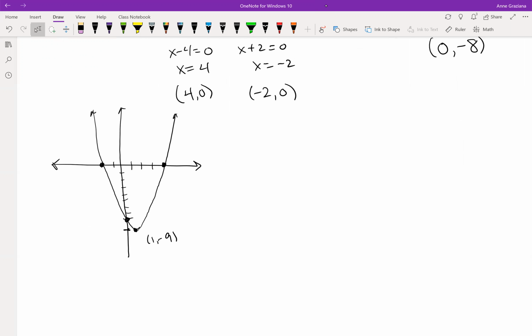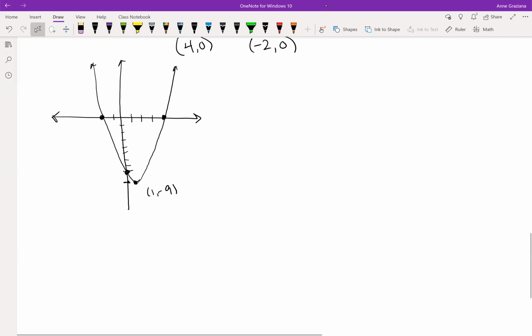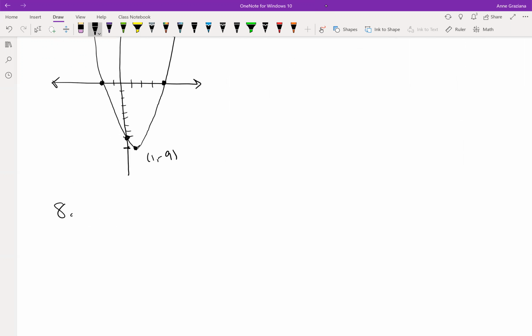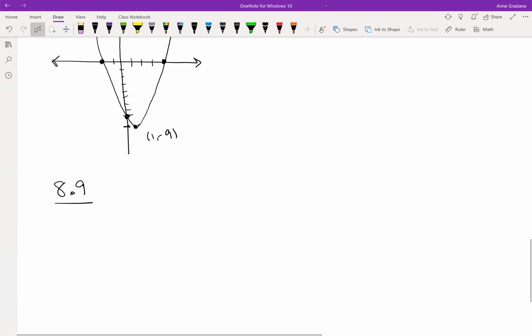All right. So now what I want to do is talk a little bit about 8.9. We're going to come back to this, so hang on to that in your notes. Hopefully you have it written down. And 8.9 is solving non-linear inequalities.